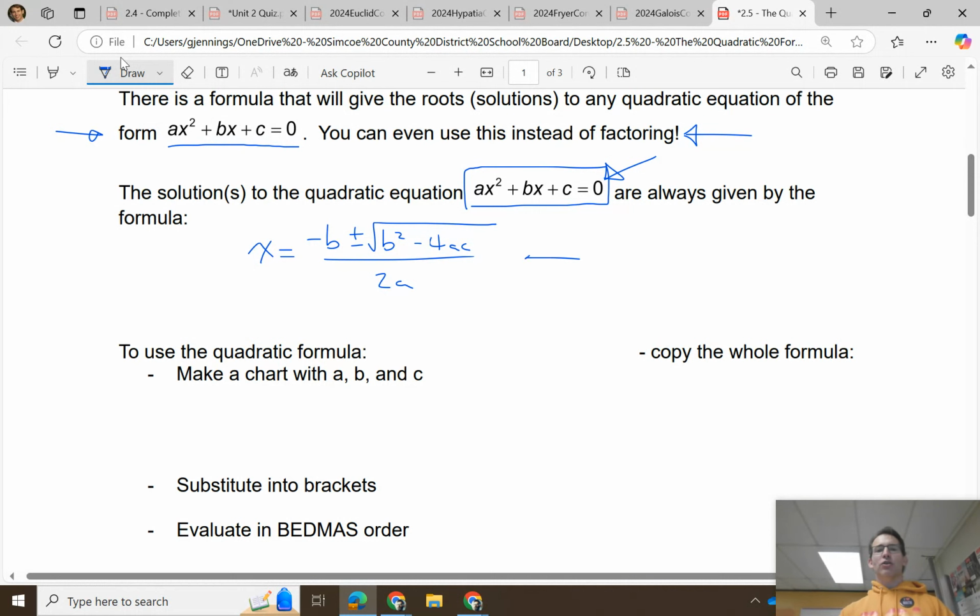Turn it into a little melody that's going to stay with you for the rest of your life, because I promise you the quadratic formula is not going to change. It's going to stay the same. This is really useful.